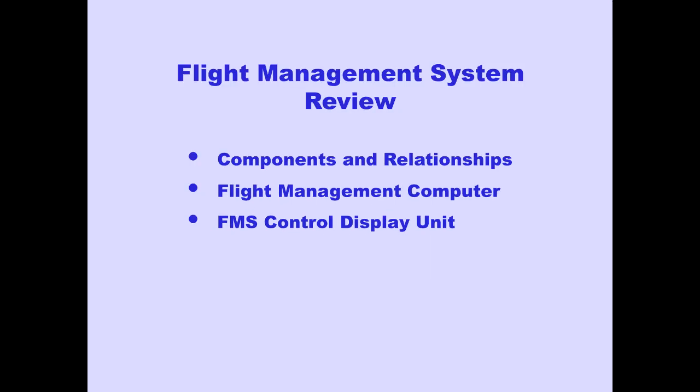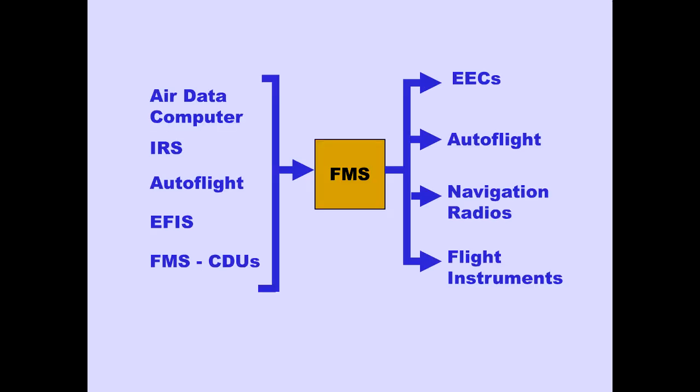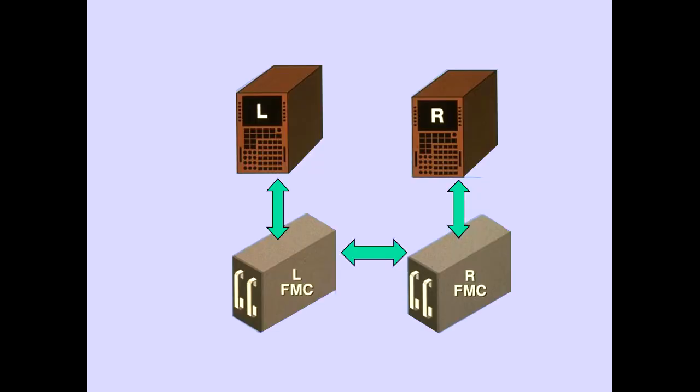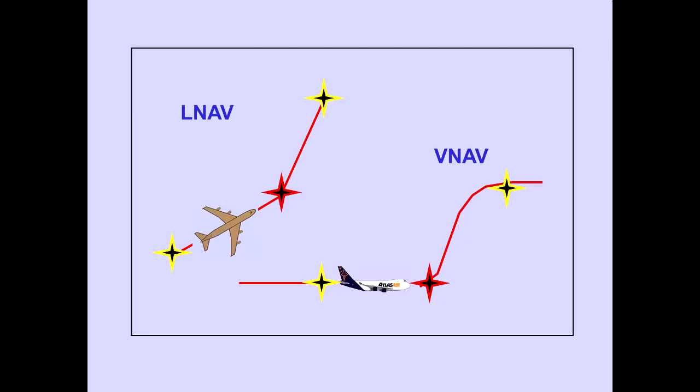Let's review the key points. The FMS communicates with several systems. The FMS CDUs send and receive information to and from the FMCs. The FMCs navigate along a lateral and vertical path.